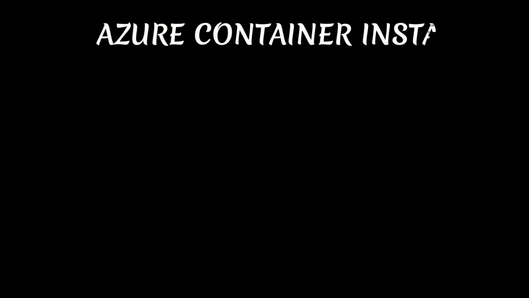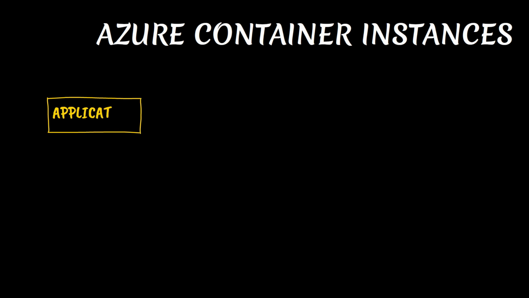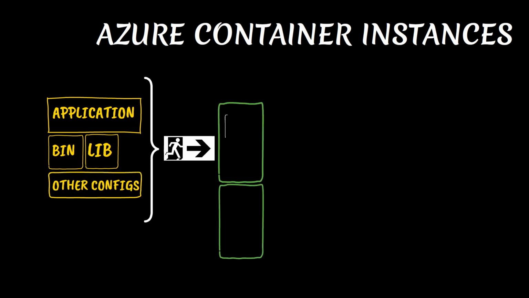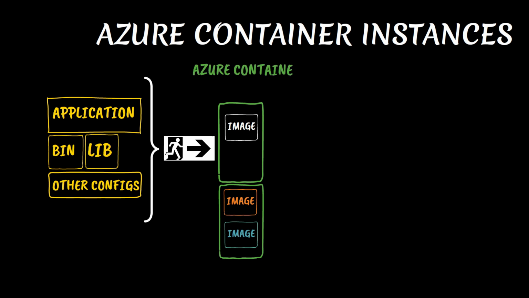Now let's quickly see how container instances work, and then we will jump into the demo. Your development team packages your application along with binaries, libraries, and configuration into a container image. These images are then uploaded or pushed to a container repository. It could be a private repository such as Azure Container Registry or a public repository such as Docker Hub.